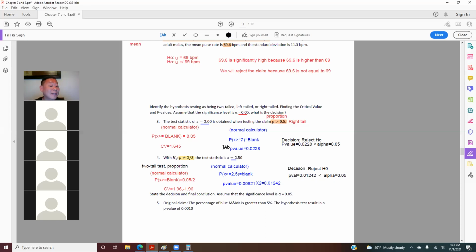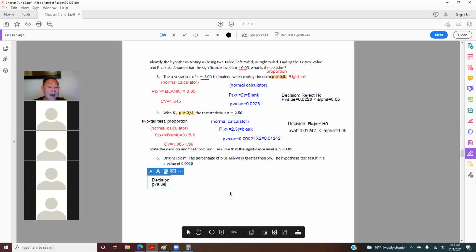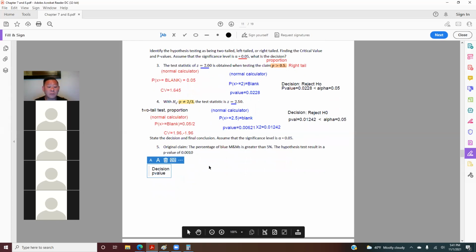So let's do this again in number 5. So this question wants us to find the decision. So the decision is based on alpha and the p-value. So p-value first. Now, sometimes in the question you have to find the p-value like what we did here, and sometimes the question provides you the p-value, which is right here. So the p-value given to us in this case is 0.0010. And the alpha is given to us as 0.05.